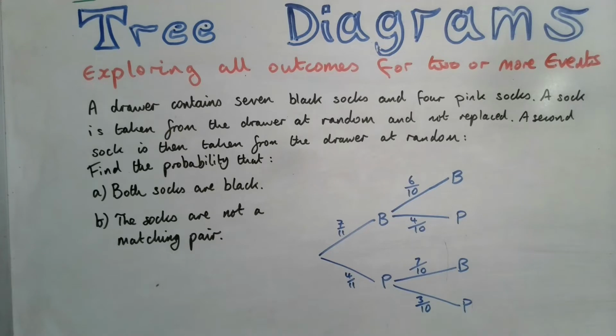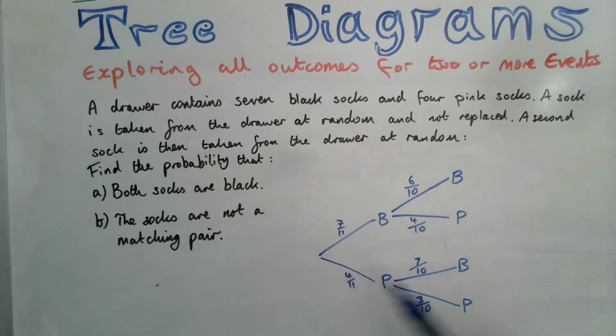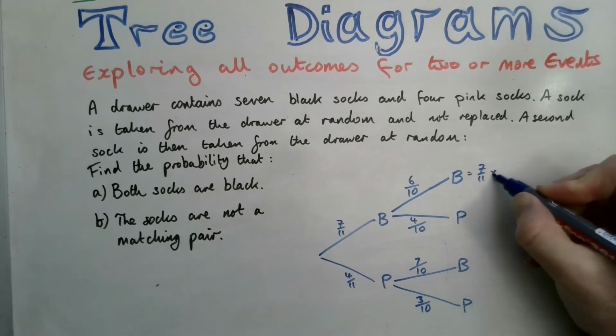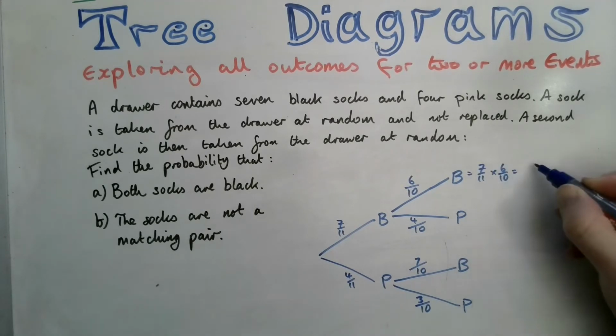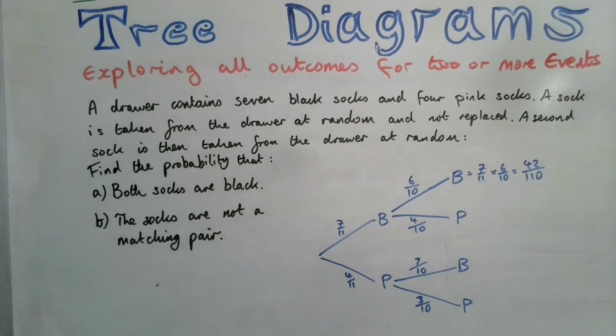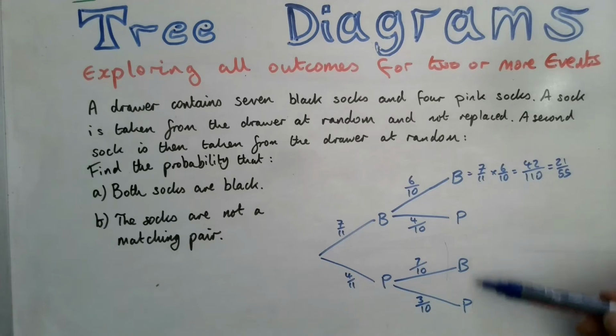And then with a tree diagram, because and means multiply and or means add, we multiply along the branches. So for both socks are black, it's going to be 7/11ths multiplied by 6/10ths, which is 42 over 110. And if you like, you can simplify that to 21/55ths. Although, to be honest, I like keeping it over the original one because all of these things are going to add up to 110 when we do them all together.